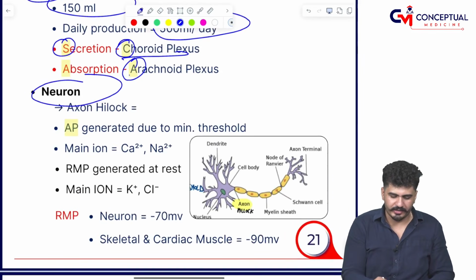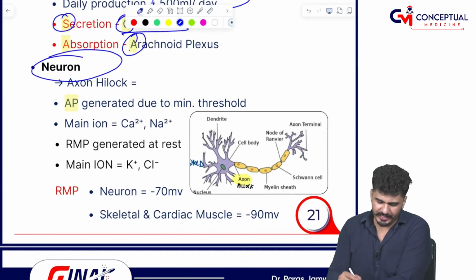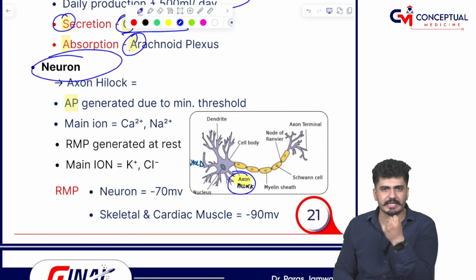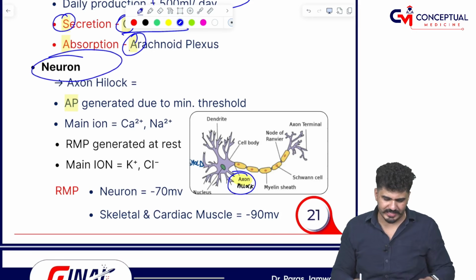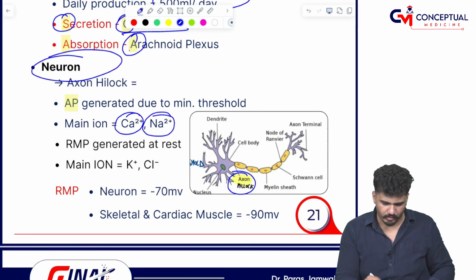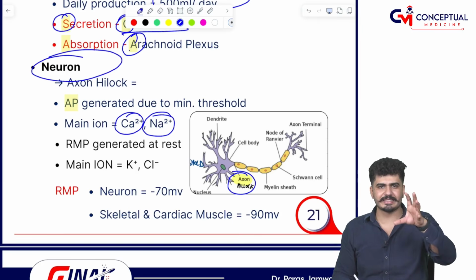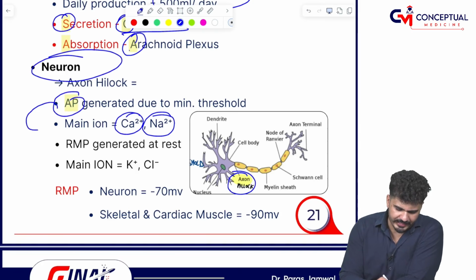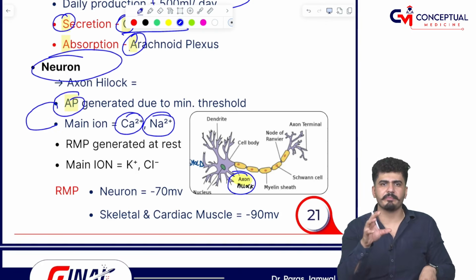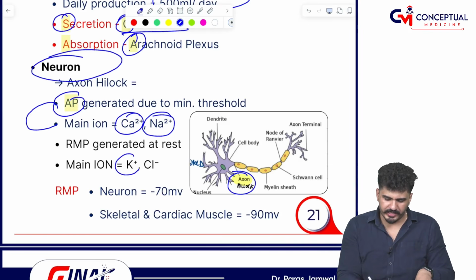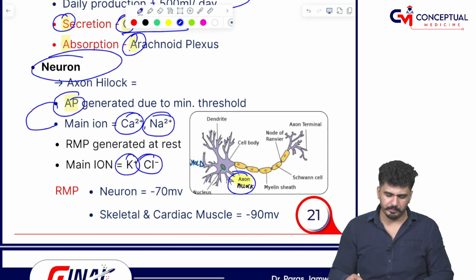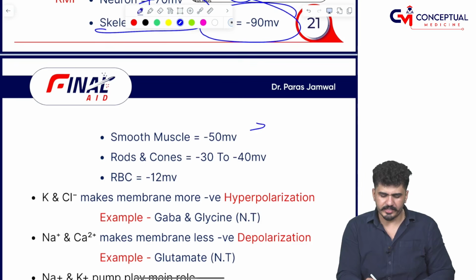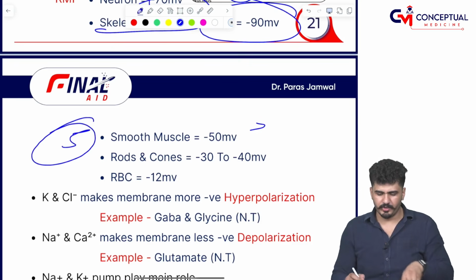Ladies and gentlemen, neuron. There will be an axon hillock. If you see the diagram, this axon hillock is going to generate the action potential. Now the main ions of this are what, sir? Calcium and sodium. Resting membrane potential is generated from here. The action potential main ions are sodium and calcium, and for resting membrane potential the main ions are potassium and chloride. Resting membrane potential of neuron is -70, skeletal and cardiac muscle -90, smooth muscle is sounding like a 5, so this will be your -50.